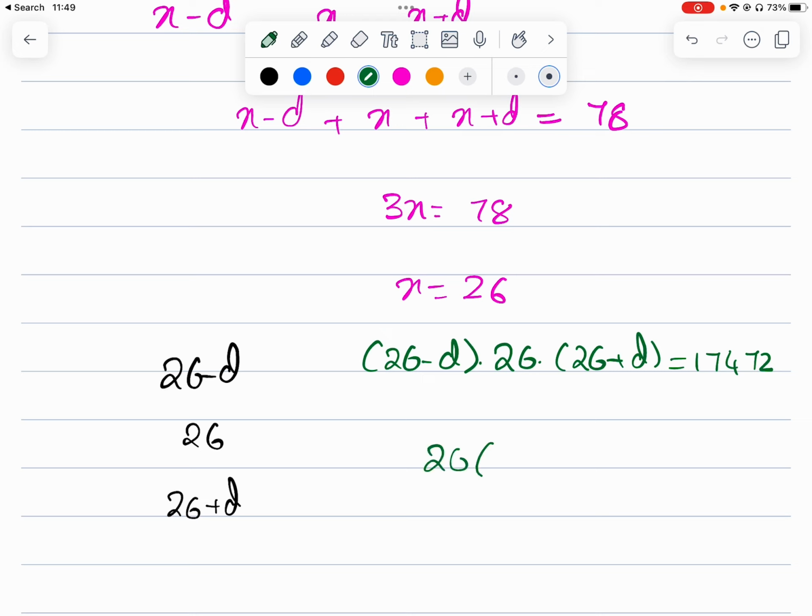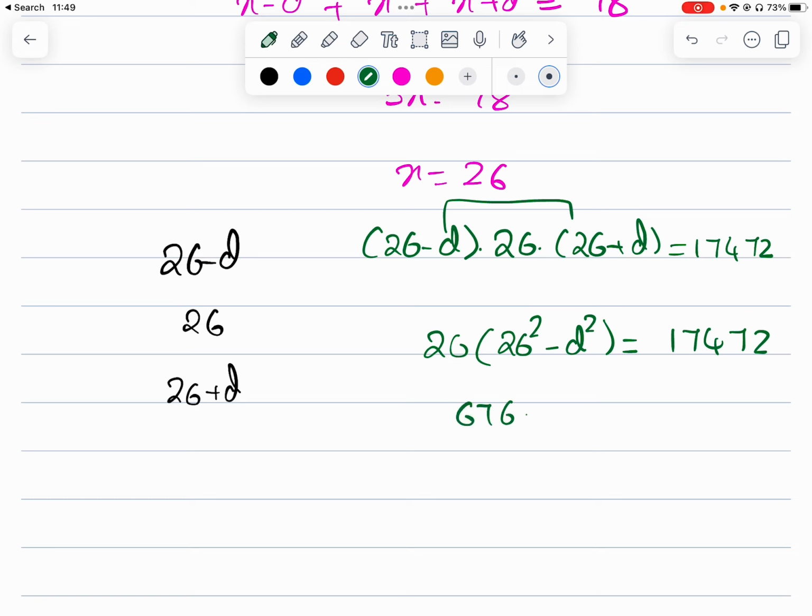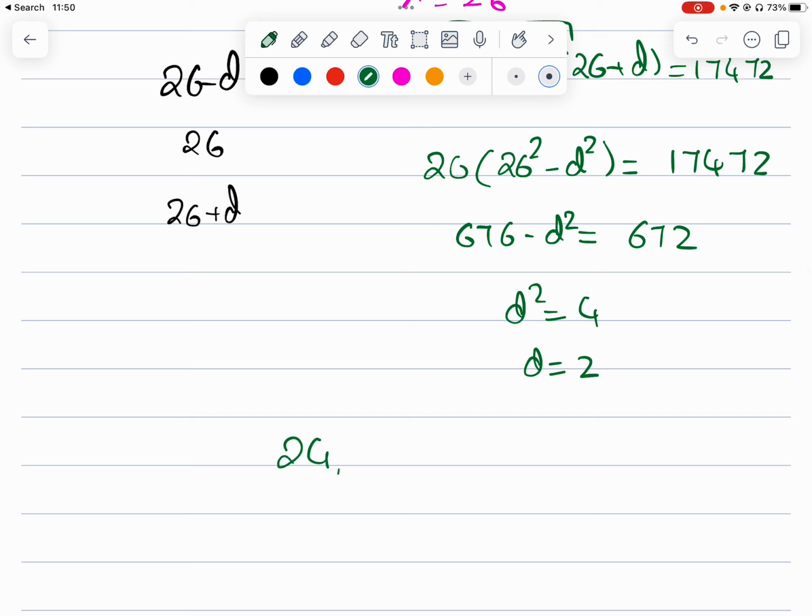So 26 times (26 minus d)(26 plus d), where a plus b times a minus b is a squared minus b squared, equals 17,472. So 676 minus d squared equals 17,472 divided by 26, which is nothing but 672. So d squared equals 4, d equals 2. So what are the terms? 24, 26 and 28 are going to be the terms.